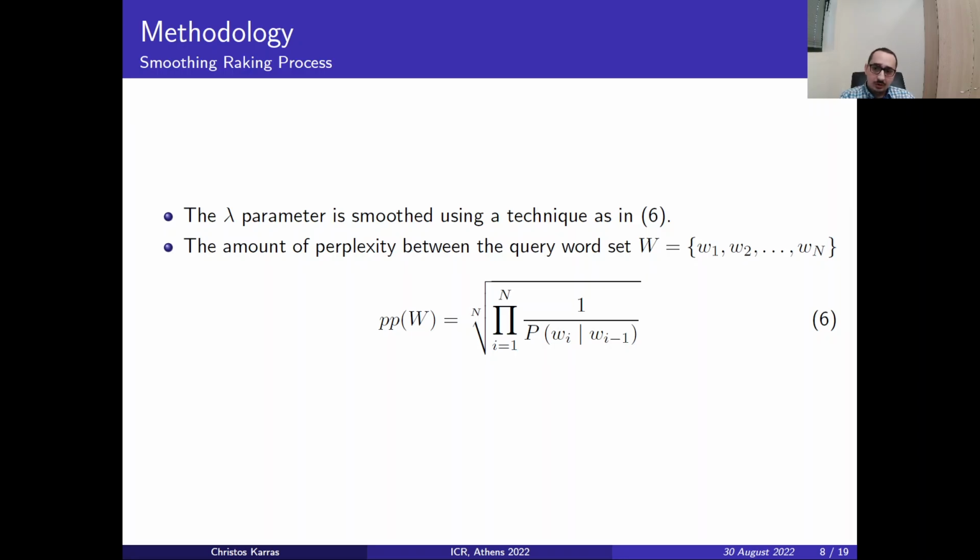Moving to the smoothing ranking process, we smooth the lambda parameter using a technique as in equation 6. So we look for the amount of perplexity of the query word set W, which is basically the set that contains the documents we applied weights to, and then we try to smooth the lambda parameter using this equation. This will serve as an evaluation metric in the experiments.